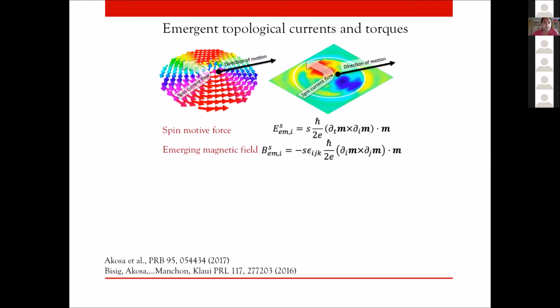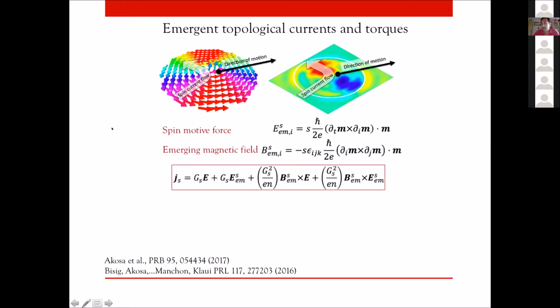Because of this time-dependent and spatial-dependent magnetic texture, you can define this spin-dependent electromagnetic field, this E and B here, and then you can redefine the spin current or the spin-dependent charge current flowing through the system. And of course, you have just Ohm's law, some very simple connection between the electric field that you apply and the current that you're going to measure. But also the fact that you have some spin motive force. The spin motive force will also generate some current that will then depend on the time dependence of the magnetic texture.